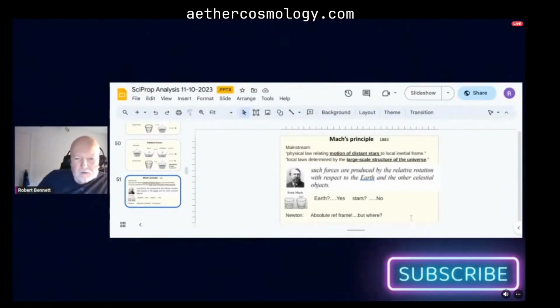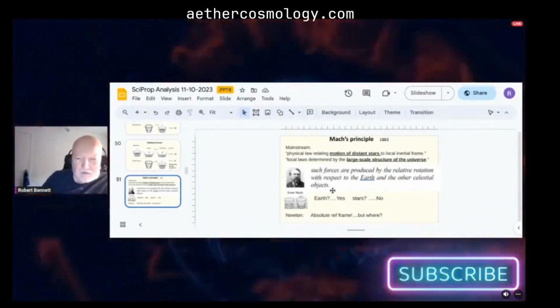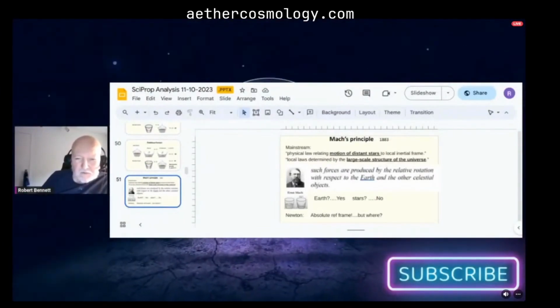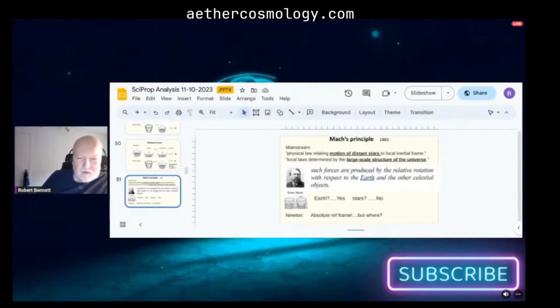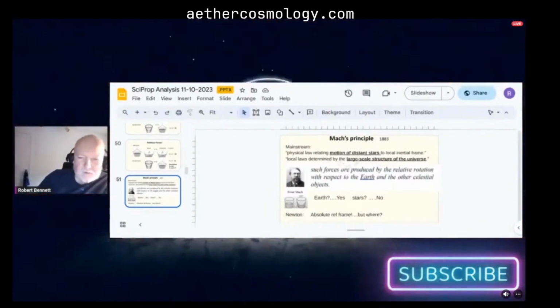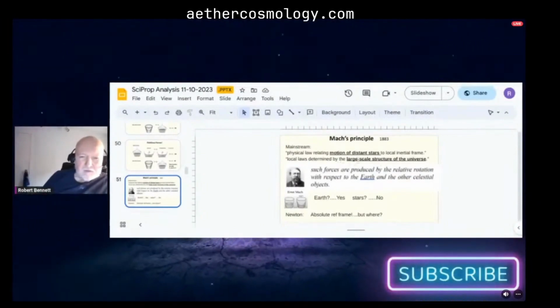Now, what I did was I looked at the sources. I looked at the book that Mach wrote, and what it says is such forces are produced by the relative rotation with respect to the Earth and the other celestial objects. So what Mach actually said is it's the rotation with respect to the Earth and the other celestial objects, which is not what is quoted in the mainstream textbooks.